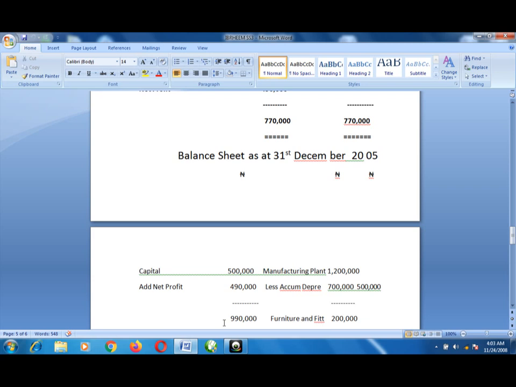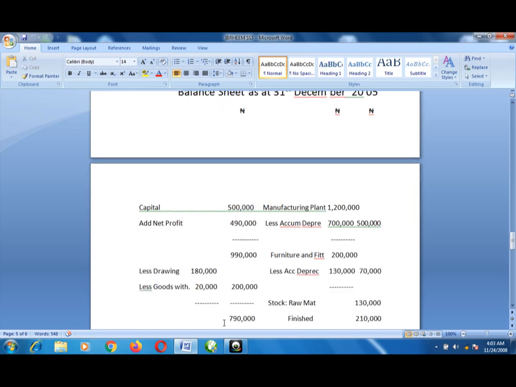You have to prepare this account. Here you have a balance sheet as at 31st December. Remember, you need to first write the name of the owner of the account on top before you write the balance sheet as at 31st December 2005. Here you have a liability side and you have the asset side. On the liability side, you have capital 500,000, add net profit: 500,000 plus 490,000 will give us 990,000 naira.